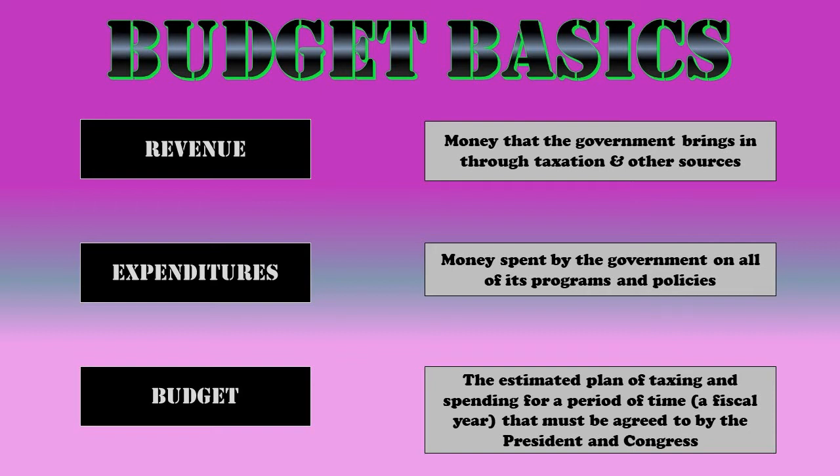The budget is just their plan. It's an estimation of the taxing and spending that will take place, usually for a year. This is called a fiscal year. The government doesn't always do this exactly the way they're supposed to, so it's just for a period of time they estimate the revenue that will be coming in and the expenditures that will be going out, and the budget must be agreed to by the president and Congress.